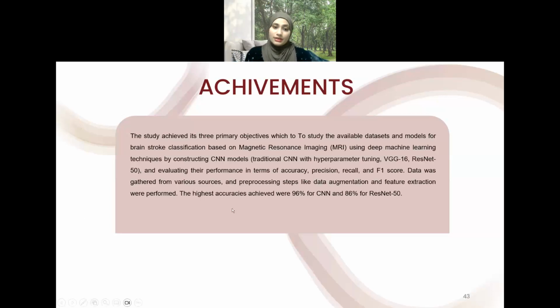Data was gathered from previous resources, and pre-processing steps like data augmentation and feature extraction were performed. At the end of the experiment, the highest accuracies achieved were 96% for CNN and 86% for ResNet 50. So ResNet 50 in future can be used with larger datasets, and CNN with smaller datasets and a good dataset. If you have good quality data, you can go for normal CNN with hypertuning.